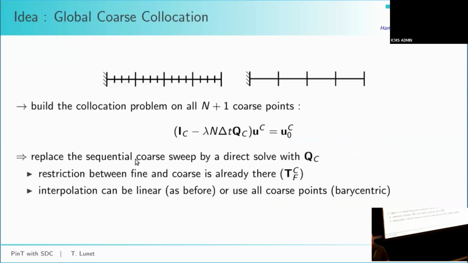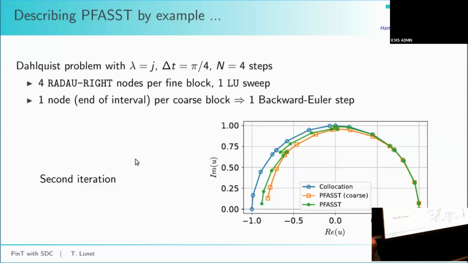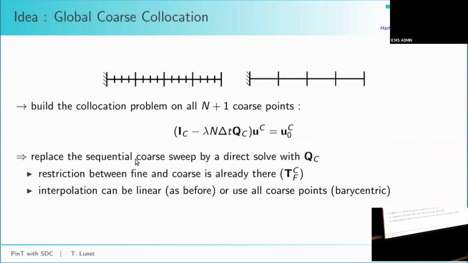Now, the idea, say, okay, here when I do these coarse sweeps on the coarse level, I have to do this sequentially, but I can also write on this coarse problem, it's a collocation problem, right? Just uniform nodes, but I can write the whole collocation problem like this. So that's what I would write, basically. It's just applying the idea of one interval, but on all the intervals together, but only on coarse points, so I have fewer points. And then I want to replace this sequential coarse sweep first by a direct solve with these coarse operators.